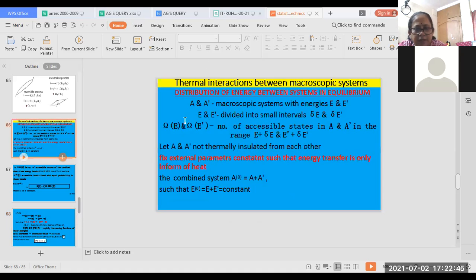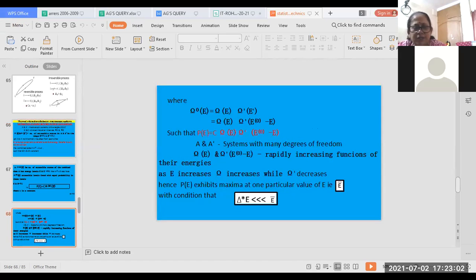I will come back to this slide. Here E is the energy of the first system, and E dash is the energy of the second system. If E is increasing, E dash should decrease, such that E0 remains constant. So as E increases, omega is increasing; that is, the first system is active, whereas the second system is not that active. So E dash decreases, and omega dash decreases.